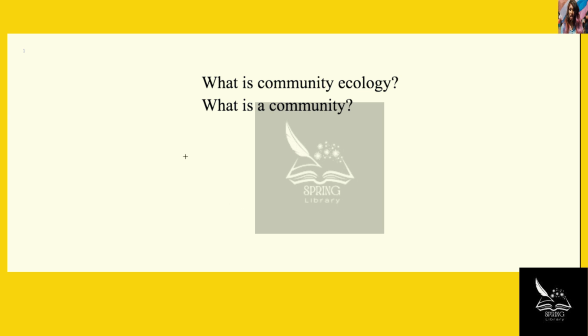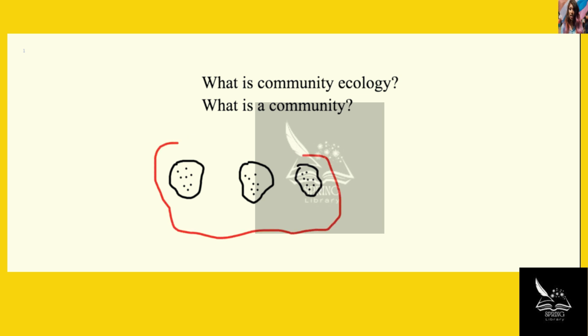And a community is basically a collection of different populations, and populations are groups of the same species that live in one area and interbreed with each other. So let's say this is all taking place in one park. These are three different species, and they all live and interact in the same area. And so this is the community.